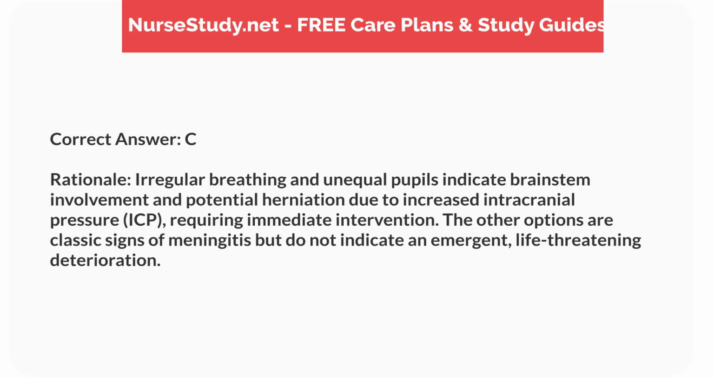Correct answer, C. Rationale: irregular breathing and unequal pupils indicate brainstem involvement and potential herniation due to increased intracranial pressure, ICP, requiring immediate intervention. The other options are classic signs of meningitis but do not indicate an emergent, life-threatening deterioration.